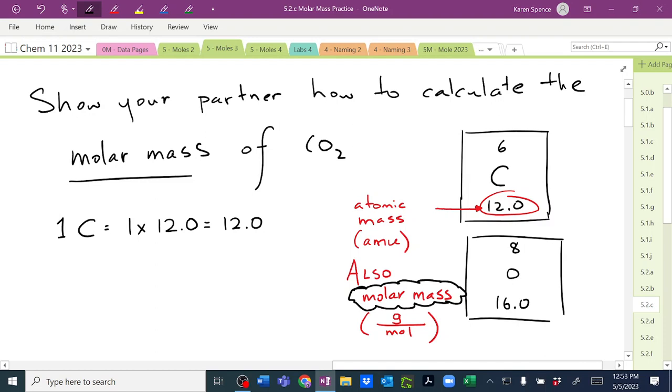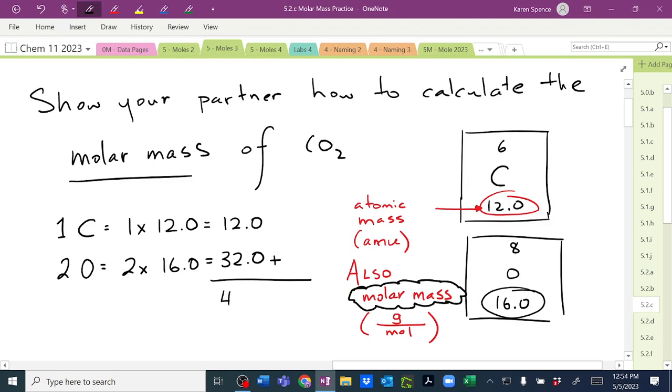How many oxygens do we have? We have 2 oxygens. So we're going to take 2 times the molar mass of oxygen, which is 16.0. And now once we have those, we're going to add them together and we get 44.0. And our unit for that is the gram per mole.